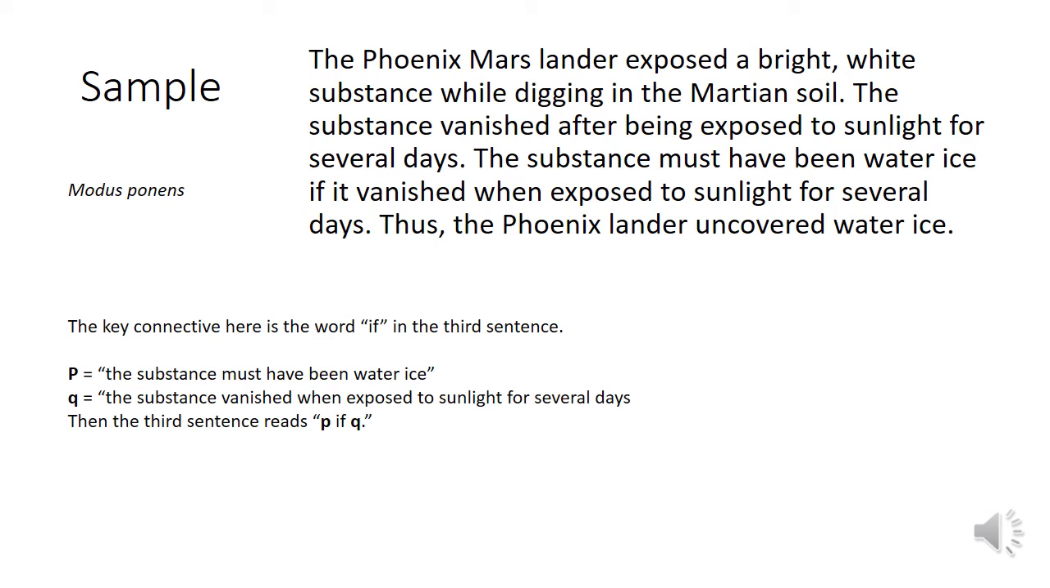The key connective here is the word if in the third sentence. If we use P to stand for the substance must have been water ice, and Q to stand for the substance vanished when exposed to sunlight for several days, then the third sentence reads P if Q. We know that this means if Q, then P. So once we notice that the second sentence asserts Q and the last sentence asserts P, we know that we're looking at an instance of modus ponens. Notice that the first sentence is just background information. We don't need to symbolize it.